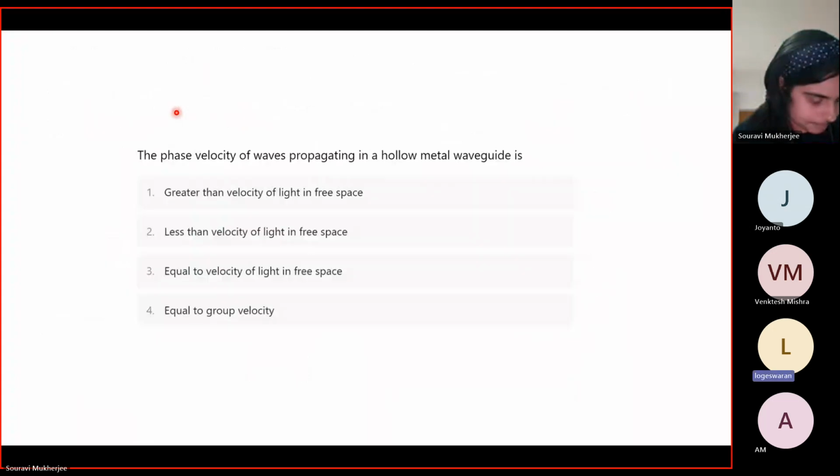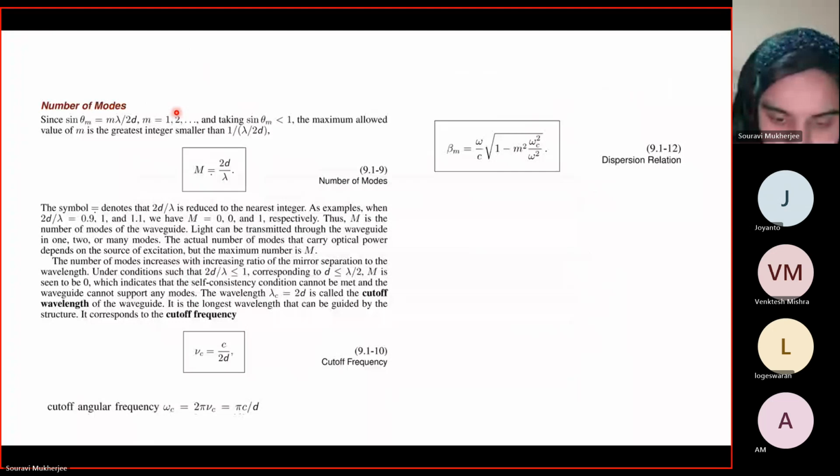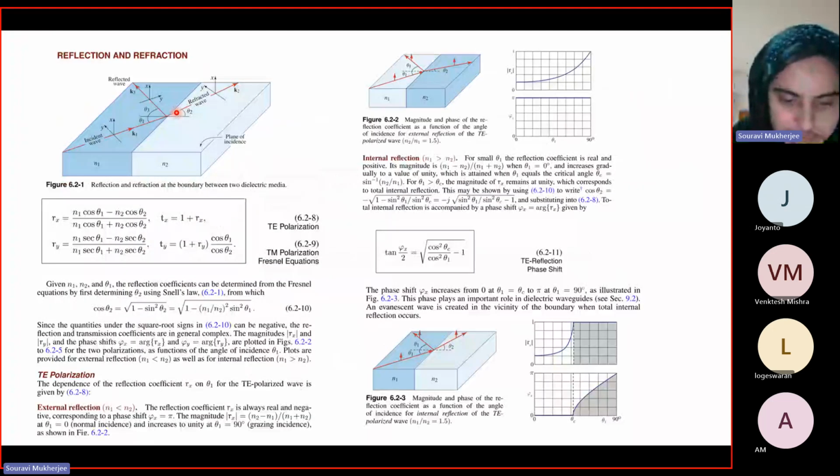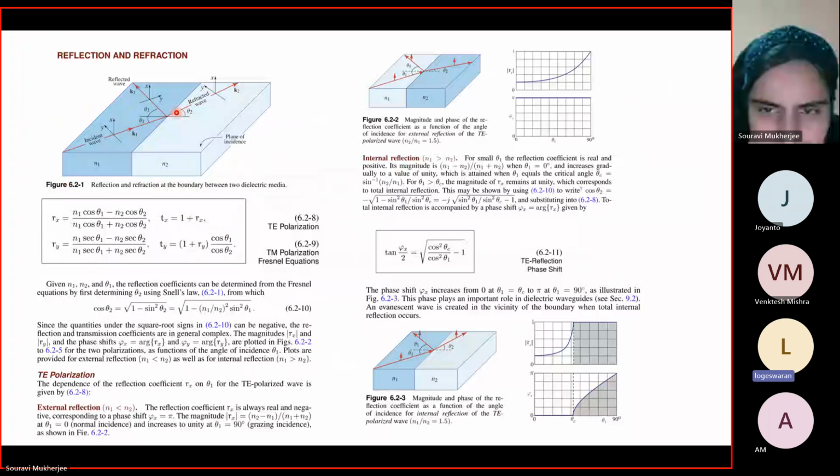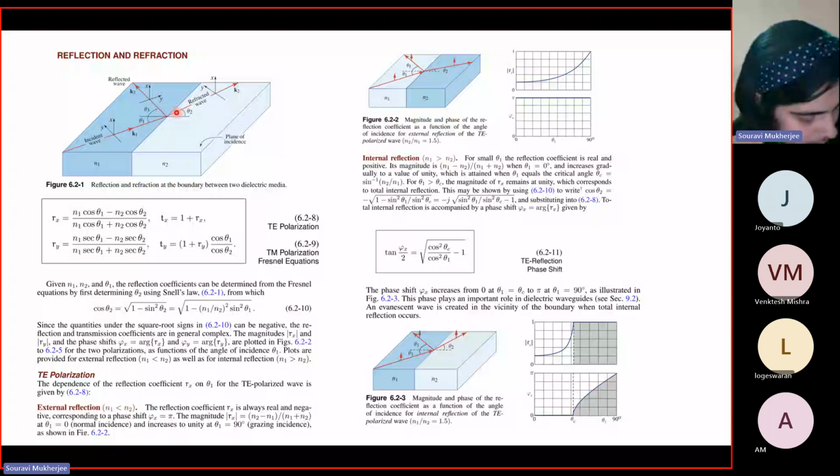Ma'am, in the previous sum, you said you have to substitute m equal to 1, but we are not able to find what it is. I'm unable to understand what you're saying. Can you please repeat? Ma'am, the previous question: lambda equal to 1.55 micrometer and the thickness of the slab. You explain one problem now. Oh, so this one.